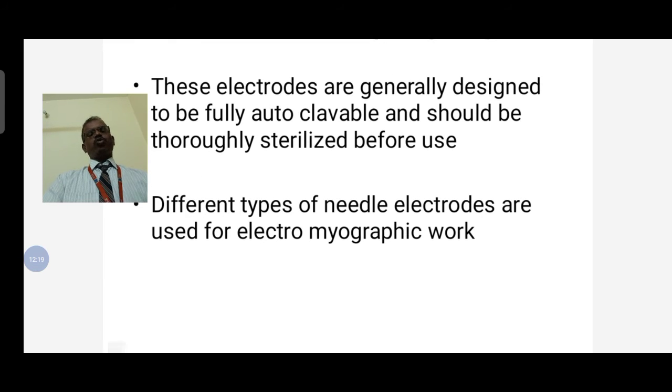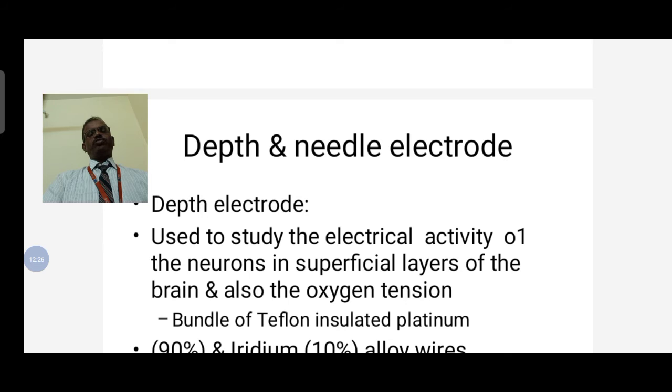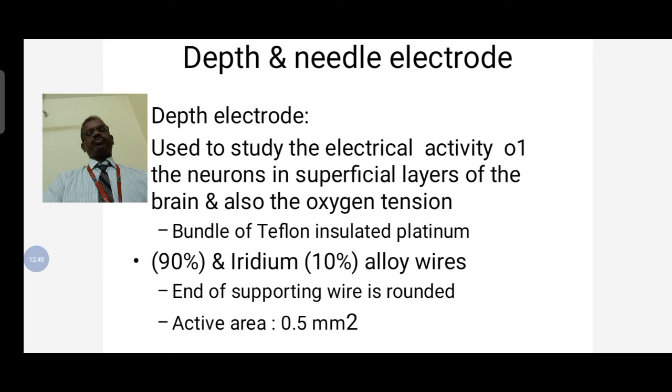What are the different types of needle electrodes used for electromyographic work? Depth electrodes are one of the types of needle electrode. What is meant by depth electrodes? They are used to study the electrical activity of neurons in the superficial layer of the brain and oxygen tension. This is the construction of these electrodes: a bundle of Teflon insulated platinum.